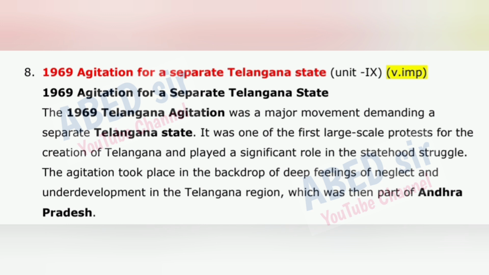The 1969 Telangana agitation was a major movement demanding a separate Telangana state. It was one of the first large-scale protests for the creation of Telangana and played a significant role in the statehood struggle. The agitation took place in the backdrop of deep feelings of neglect and underdevelopment in the Telangana region, which was then part of Andhra Pradesh.